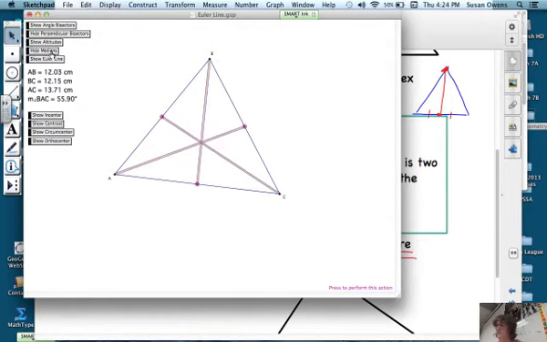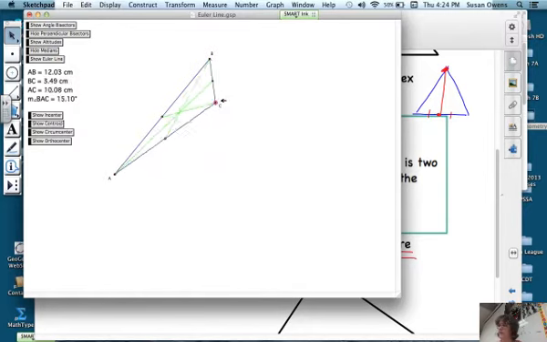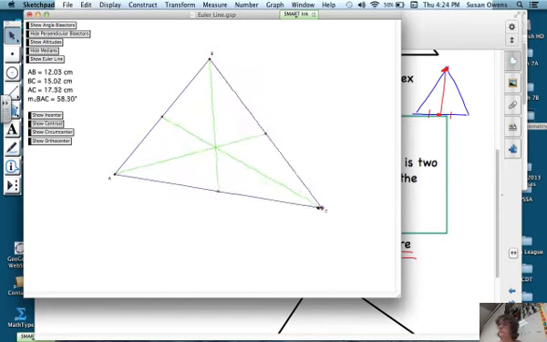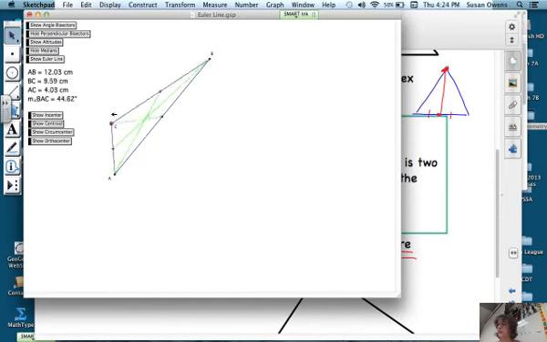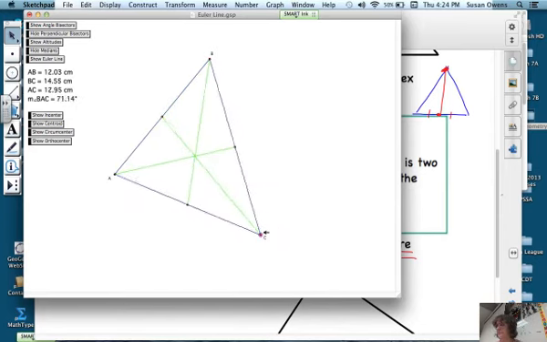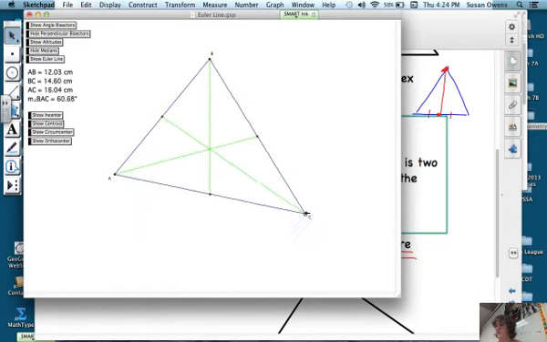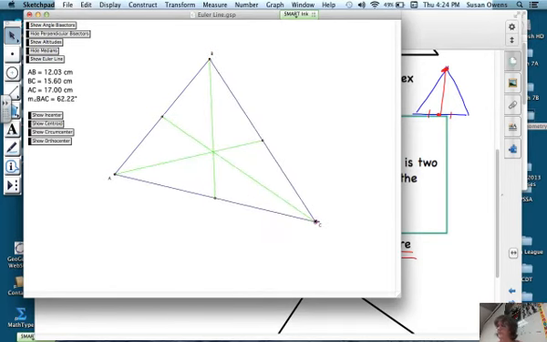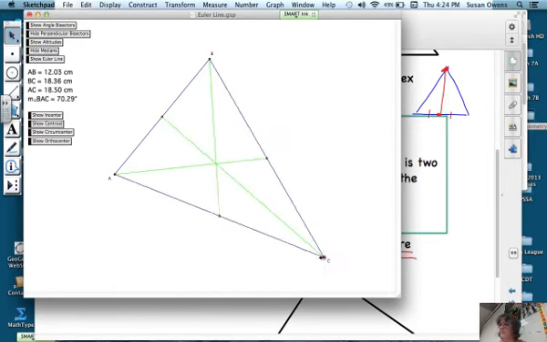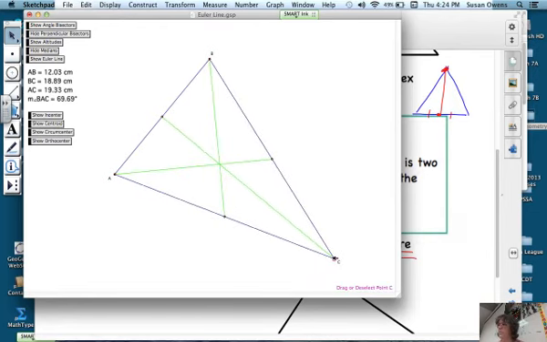There they are. And if you notice, if I move this triangle around, the medians stay inside. They're always inside a triangle. So the centroid will always be inside the triangle. So the centroid is not any special center of a circle, but it is the center of something. And what it is, it's the center of gravity for the triangle.